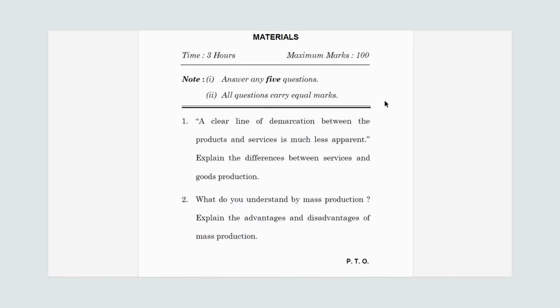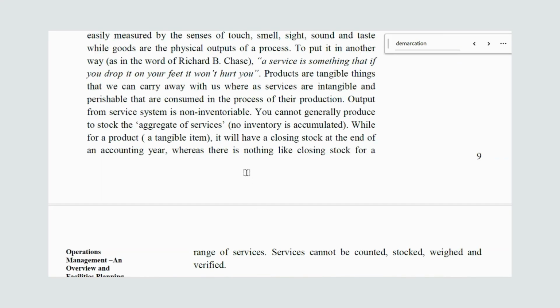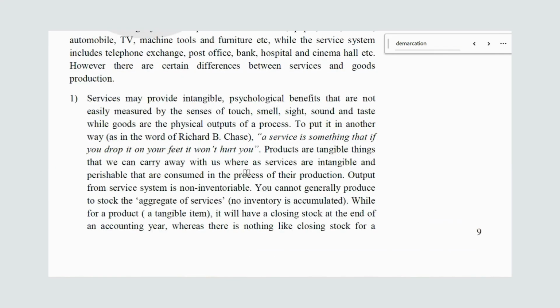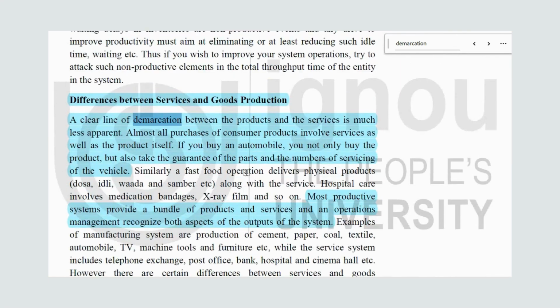The first one is: a clear line of demarcation between the products and services is much less apparent. Explain the differences between services and goods production. Okay, so let's see from where in the text this topic is. Unit 1, Operations Management: An Overview and Facilities Planning. In this unit, we can see the answer for that question.